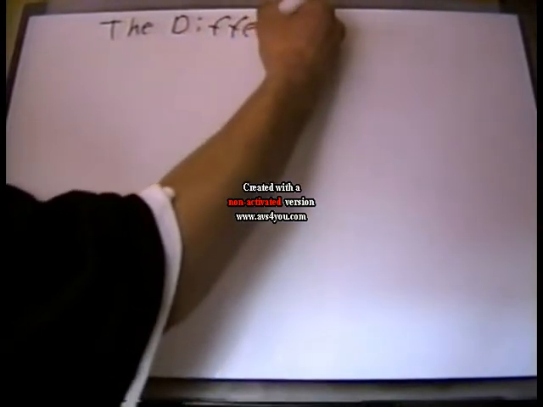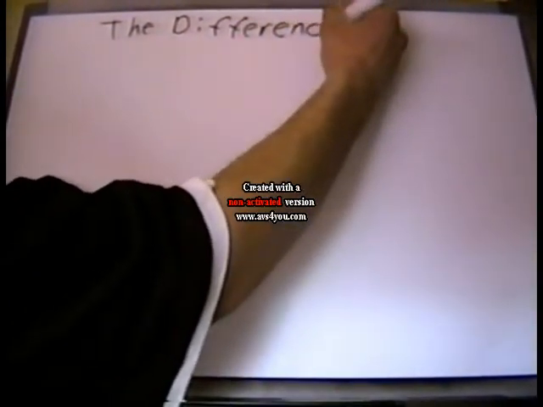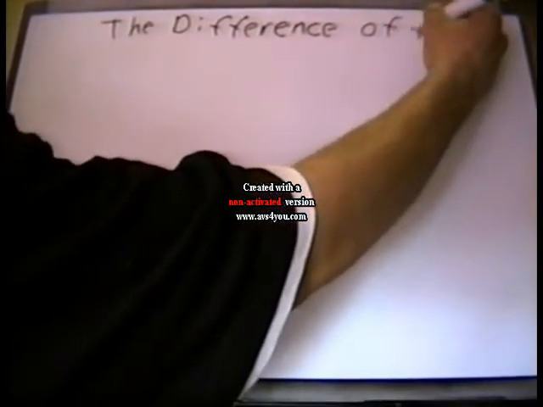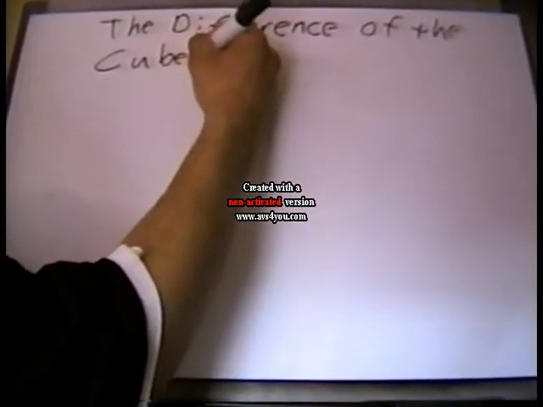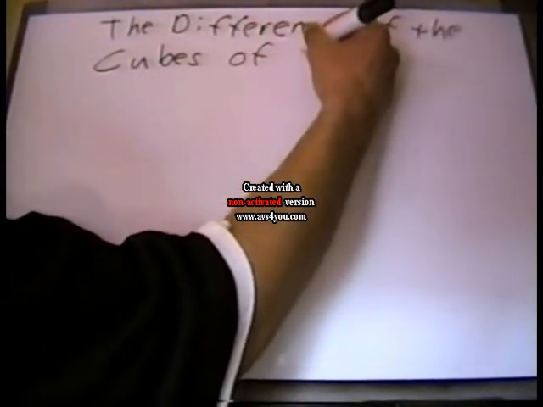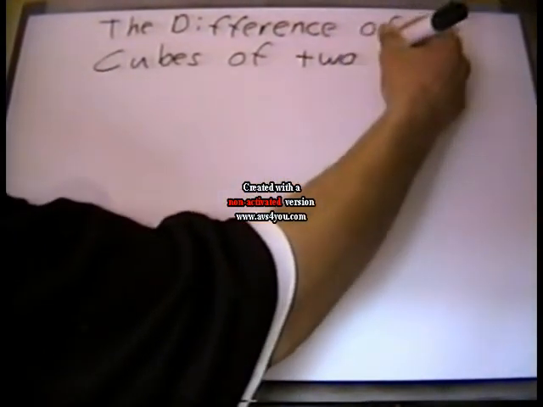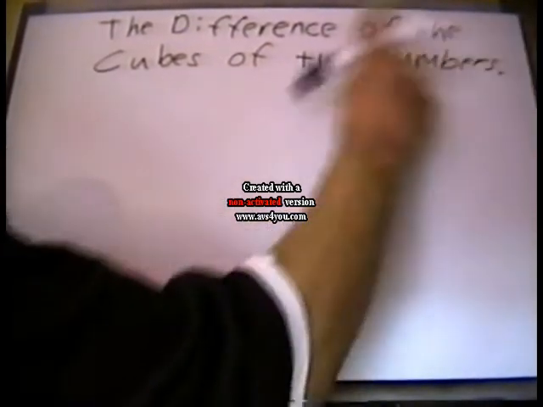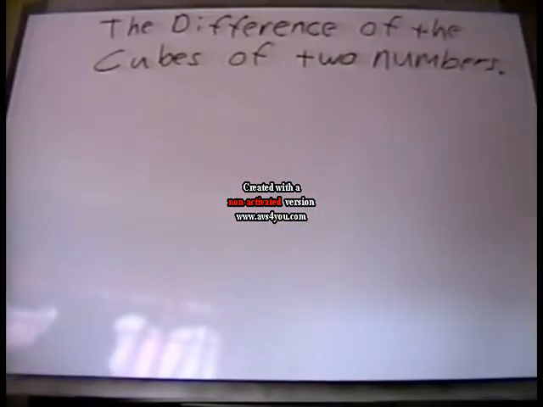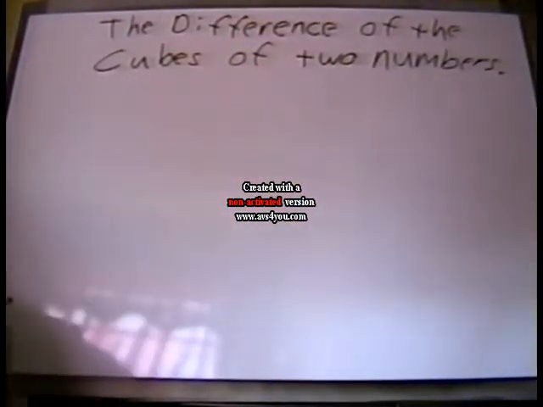The difference of the cubes of two numbers. Now that's not twice a number, that's two different numbers. We're talking about the cubes of two numbers. The difference of the cubes of two numbers. The object here being the numbers. So the numbers, we can say they're different. I guess we're saying they're different numbers.